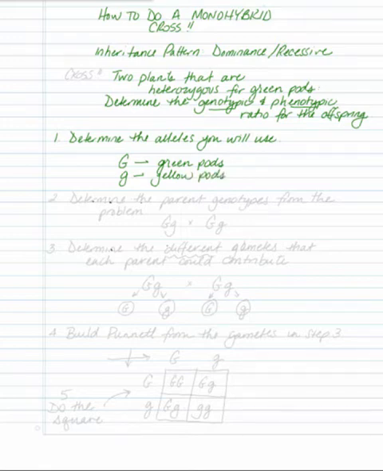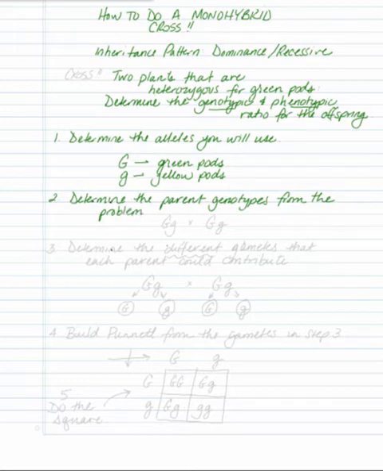In dominance and recessiveness, you want to make sure that you're using the same letter, but you're going to use a capital and a lowercase to distinguish dominance from the recessive. Okay, so there you have it. Step one, all set. Step two is to determine the parent genotypes from the problem.